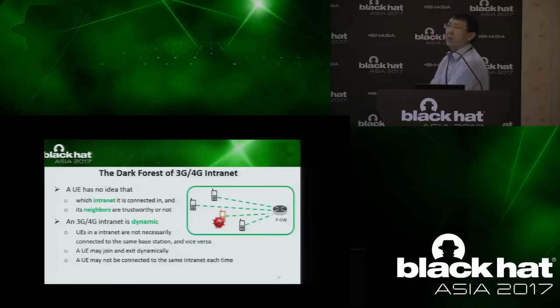We actually call this 3G and 4G intranet a dark forest. So why do we call it a dark forest? It's based on two reasons. The first one is that usually a mobile device has no idea which intranet it is actually connected to. And it also has no idea about its neighbors. For example, if we connect to a 3G, 4G network, we don't know what kind of mobile devices are connected to the same intranet we are connecting to.